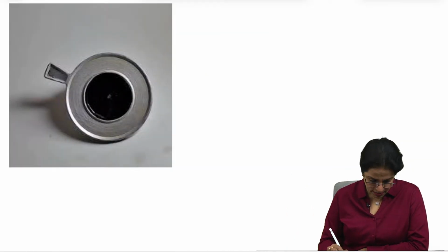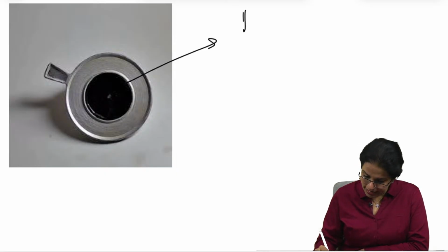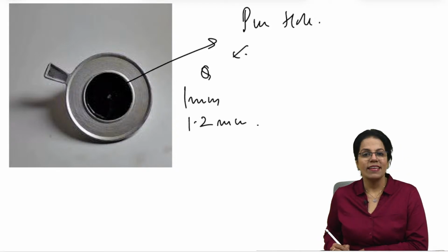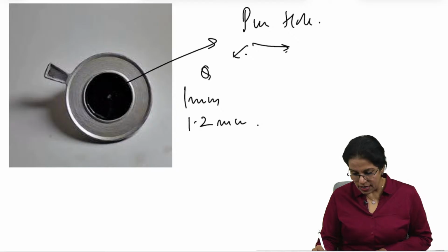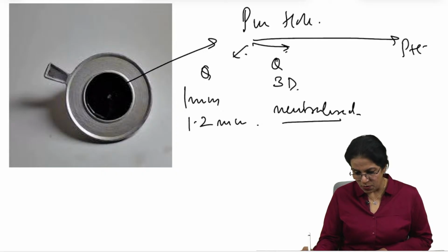What is this? Anybody? Nobody has answered. Tell me. This is your pinhole, right? Pinhole: the first question they ask you is what is the size of the pinhole? It is 1 mm or 1.2 mm. How much can be neutralized with a pinhole? Up to 3 diopters can be neutralized. And the third question they have asked you is about the pinhole test.